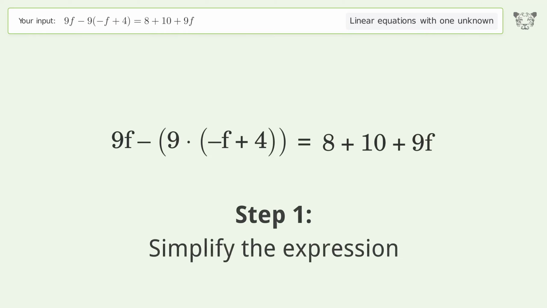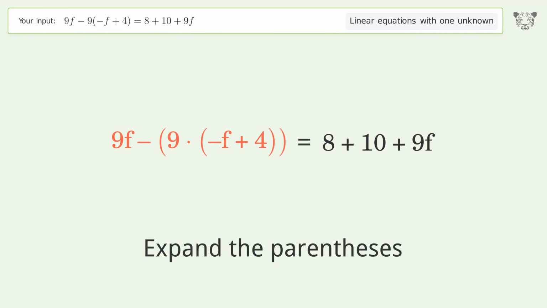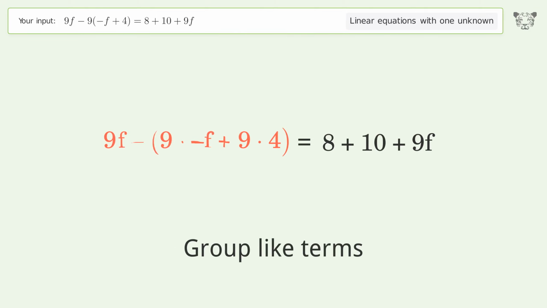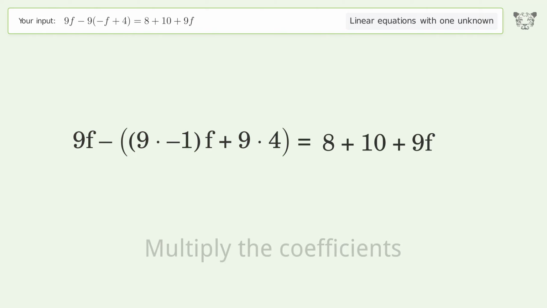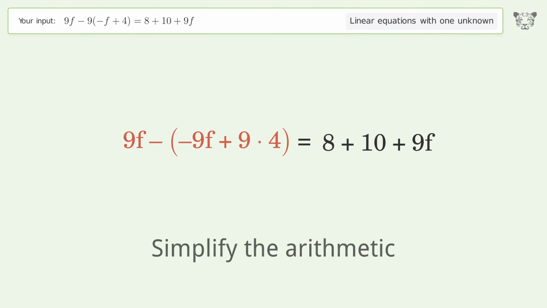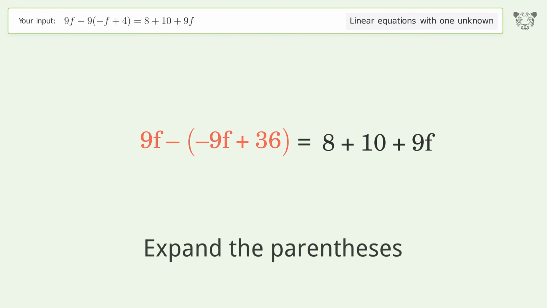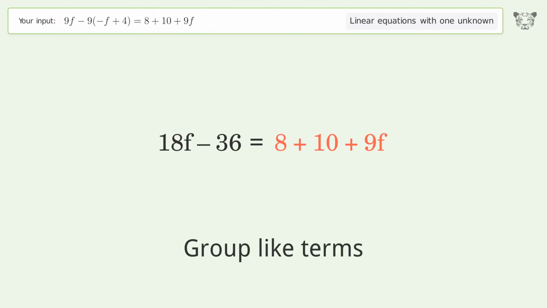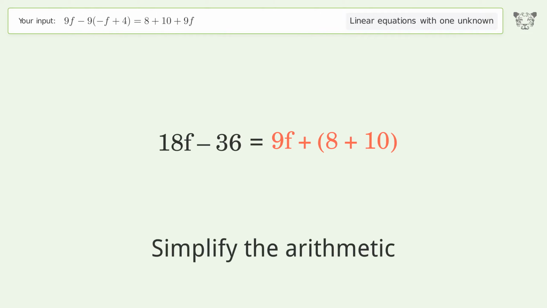Simplify the expression. Expand the parentheses. Group like terms. Multiply the coefficients. Simplify the arithmetic. Expand the parentheses. Simplify the arithmetic. Group like terms. Simplify the arithmetic.